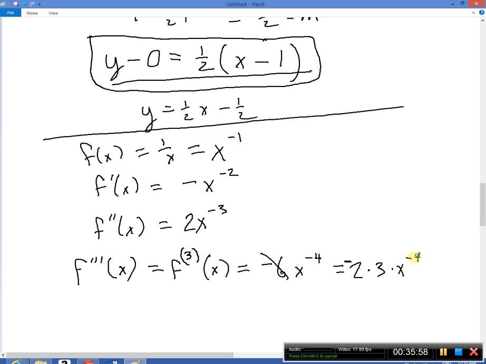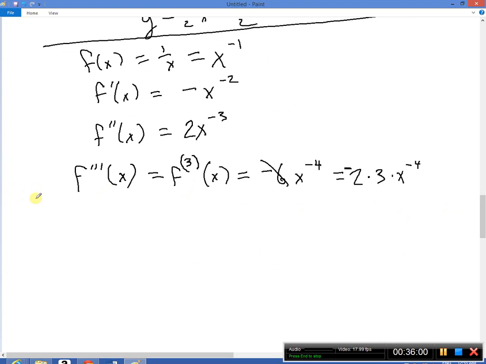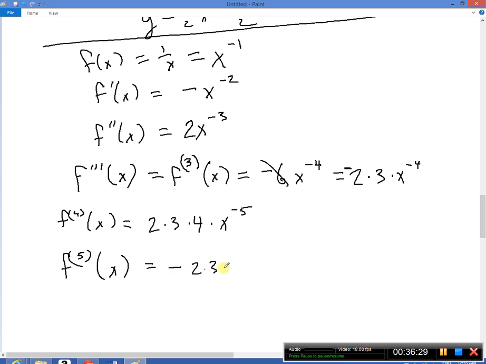Because I'm going to keep going. What's the fourth derivative? The fourth derivative will be the derivative of the third derivative. The minus up here is going to cancel the minus here. So it's going to be 2 times 3 times 4 times x to the minus 5. What's the fifth derivative? Well, take the derivative of that. That's going to be minus again, 2, 3, 4, 5 times x to the minus 6.